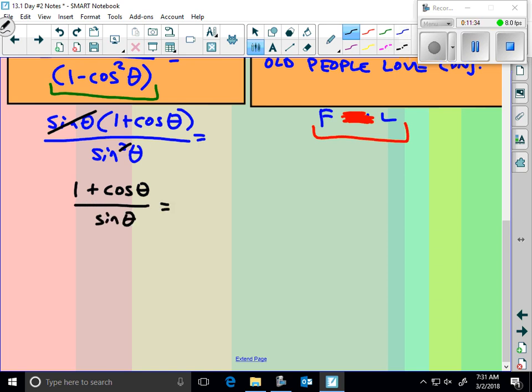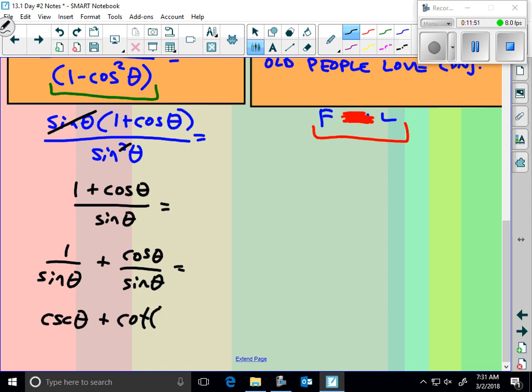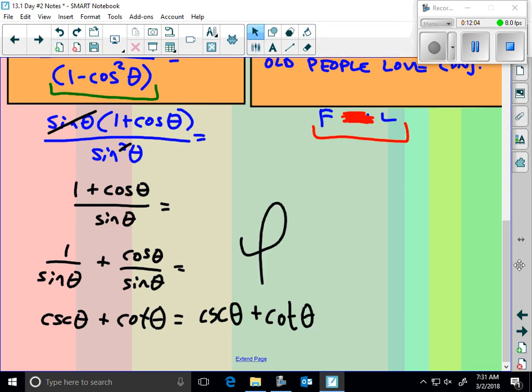Now it is legal to do this. I can split this up if there's only one term in the denominator. What is 1 over sine theta? Cosecant theta. What is cosine over sine theta? Cotangent theta. And I don't really want to write it all again, but I will because I get paid a lot of money to do this, so I might as well. We are done. Let's maybe do one more.